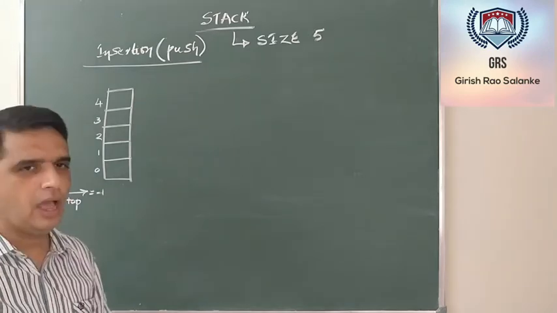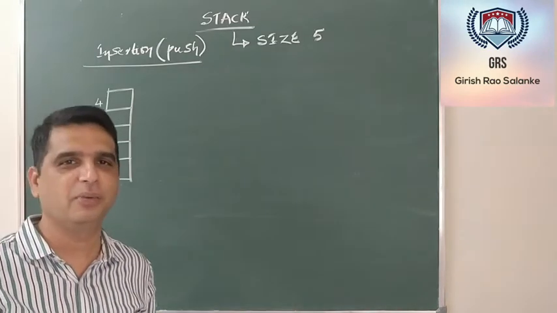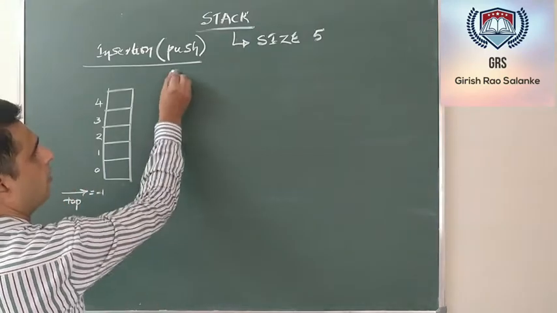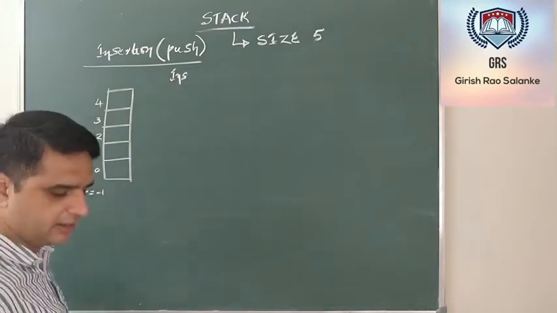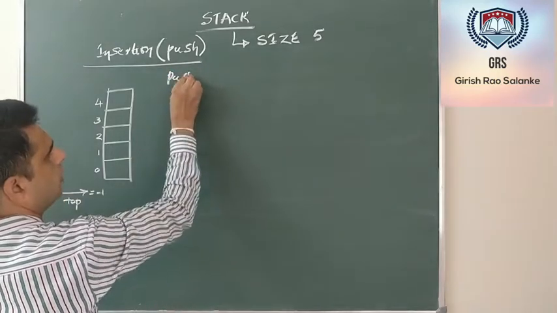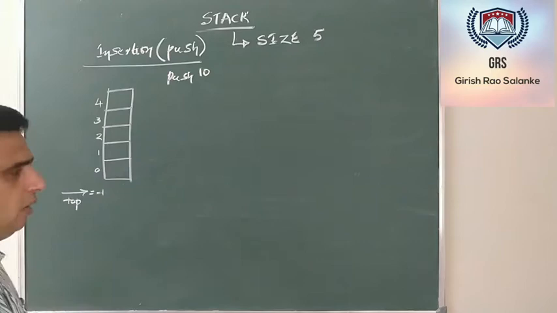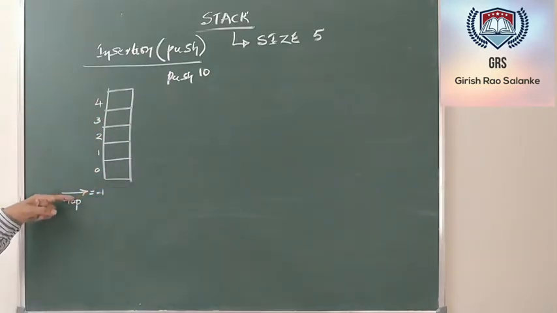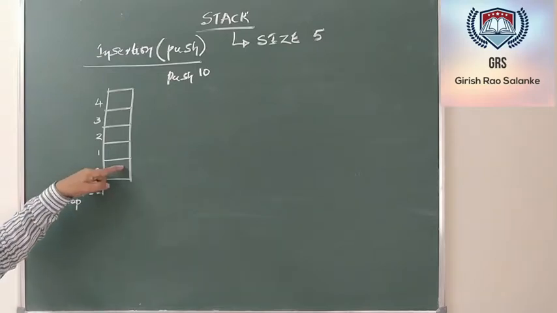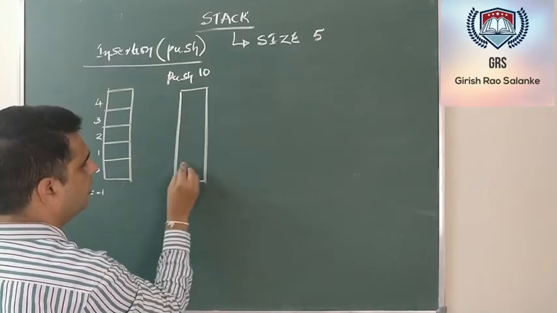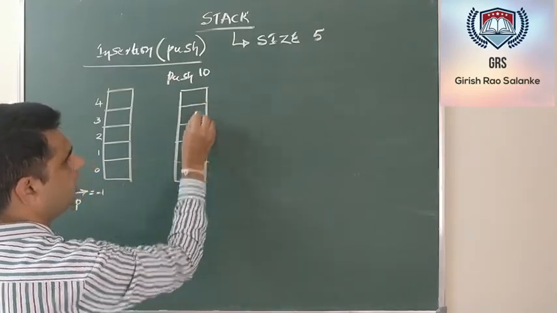Now I want to add a new element. I want to insert a new element onto the stack. Say for example, I want to insert 10. Rather than writing insert, I want to push 10 onto my stack. Onto this particular stack, if I want to push 10, what I need to do? I need to increment my top from -1 to 0, and I will assign 10 at this particular position. So after inserting 10, my stack looks something like this.